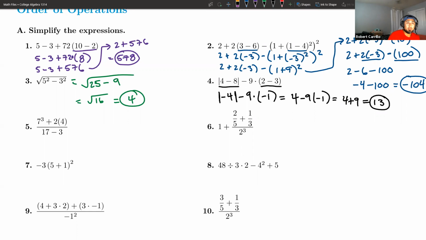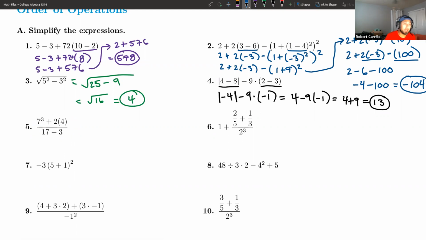Okay, cool. Number 5. We have 7 cubed plus 2 times 4 over 17 minus 3. Whenever we're given a fraction of this sort, you will work the numerator and denominator separately using the order of operations. And then the final thing you will do is division at the very end, if needed.